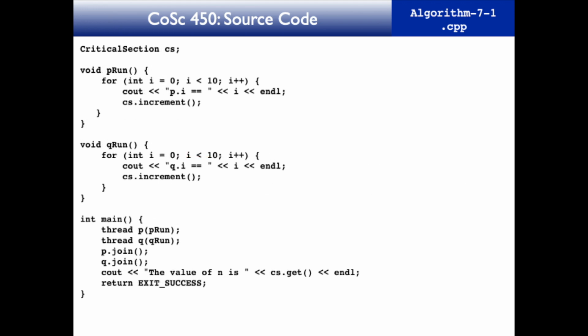And then here's our usual P run and Q run, and all we do is have a loop that runs 10 times for each one of these processes, and it simply calls our cs.increment, which now is guaranteed to be atomic. And then we have our usual thread P, P run, and thread Q, Q run with P.join and Q.join.